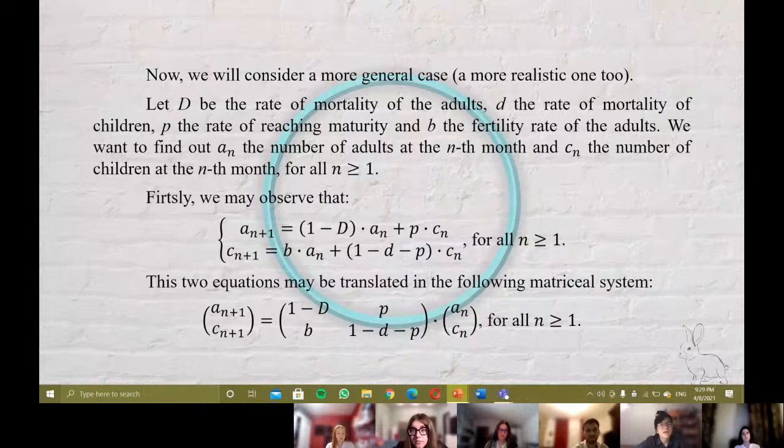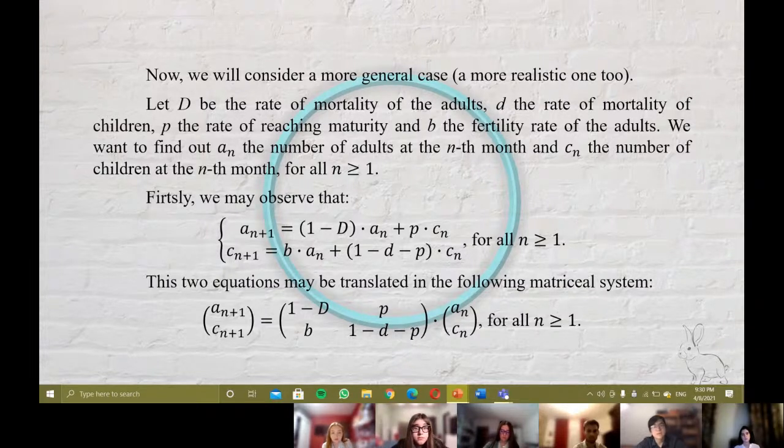Thank you, Medea. Now we'll consider a more general case, a more realistic one too. Let capital D be the rate of mortality of the adults, d the rate of mortality of children, p the rate of reaching maturity, and b the fertility rate of the adults. We want to find out an, the number of adults at the nth month, and cn, the number of children at the nth month, for all n greater or equal than 1. Firstly, we may observe that an+1 = (1 - D)an + b·cn, and cn+1 = p·an + (1 - d - p)cn for all n greater or equal than 1.